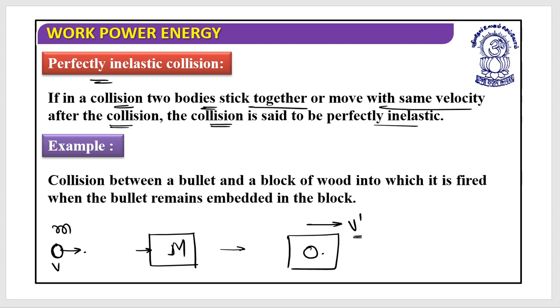But this is a kind of perfectly inelastic collision where two bodies stick together, and when they stick together, it is obvious that they are going to move with the same velocity. This is what we call a perfectly inelastic collision. So this is one of the approaches through which we can classify the different collisions.